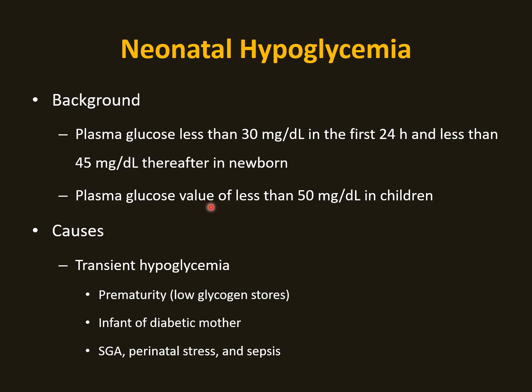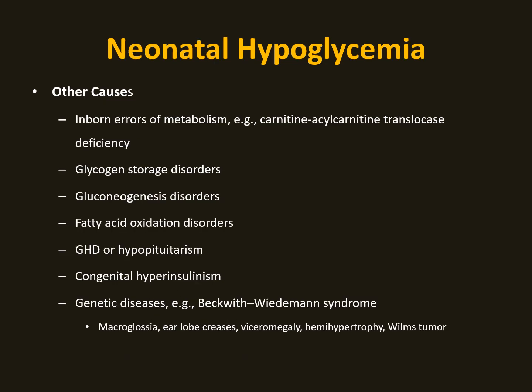A plasma glucose value below 50 in children is considered hypoglycemia. The most common cause is transient hypoglycemia because of prematurity, infant of diabetic mother, small for gestational age, perinatal stress, or sepsis. So remember, hypoglycemia can be a sign of sepsis in neonates. Other causes of neonatal hypoglycemia: inborn errors of metabolism, for example acylcarnitine deficiency, glycogen storage diseases, gluconeogenesis disorders, fatty acid oxidation disorders, growth hormone deficiency, congenital hyperinsulinism.